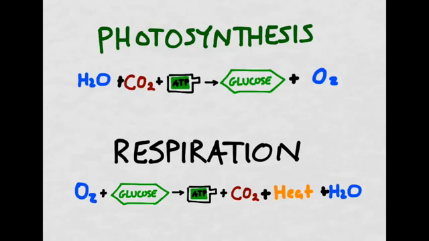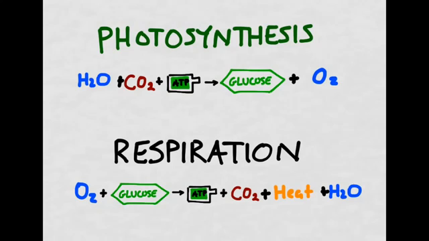In photosynthesis, we're converting water, carbon dioxide, and ATP into a form of sugar called glucose, and we're also producing oxygen as a byproduct. Respiration is almost exactly the opposite. Instead of converting ATP into glucose, we're starting with glucose and converting it into ATP. We're also using oxygen and converting it into carbon dioxide, and along the way we're going to release some heat and some water vapor as well.